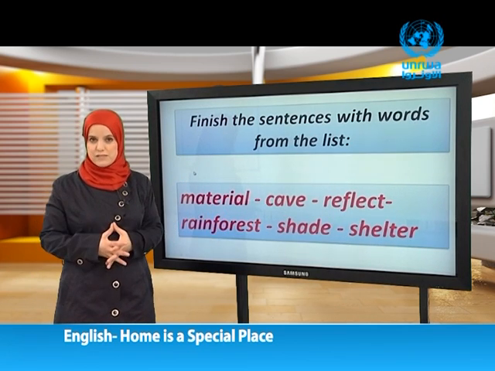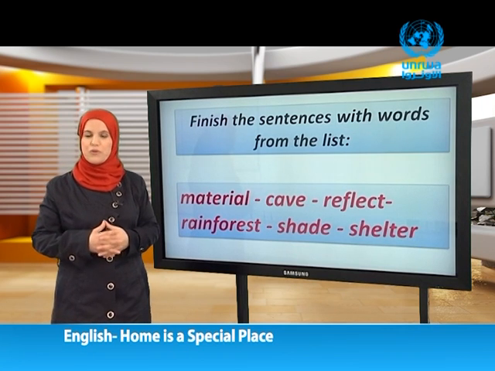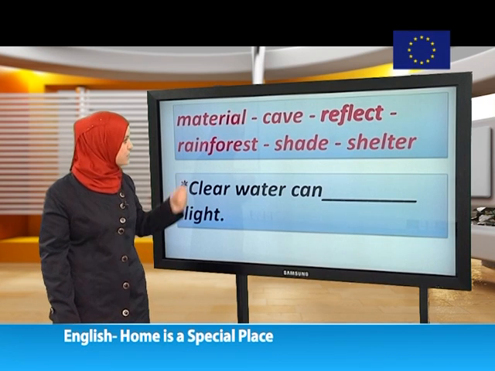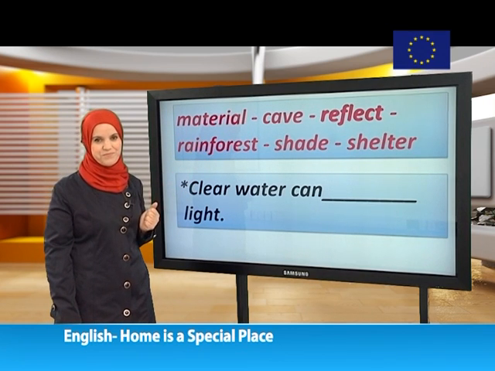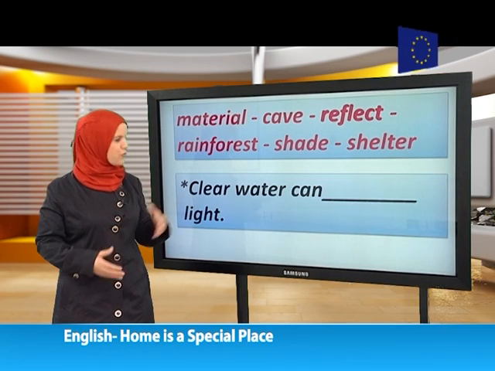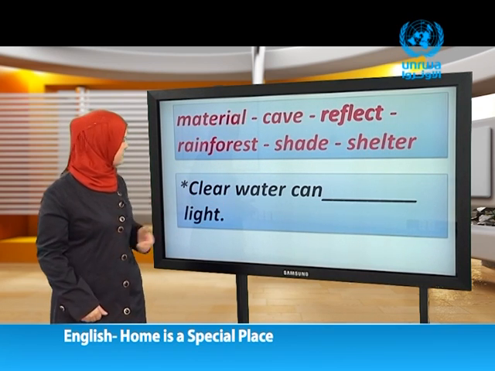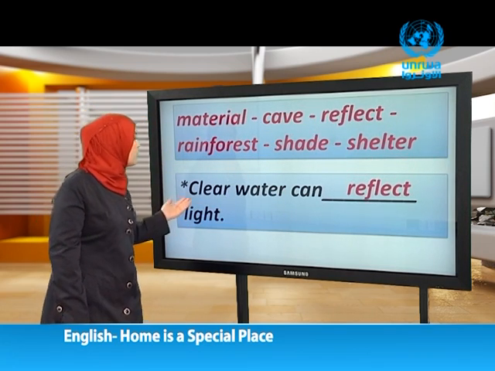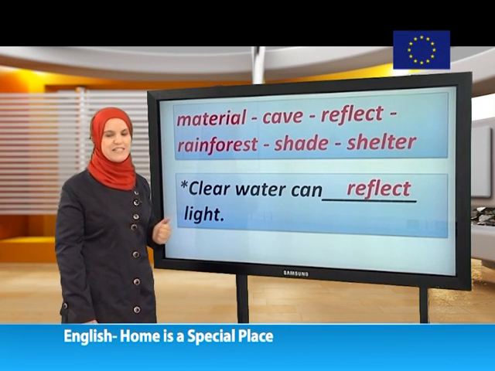Now let's practice. We are going to finish some sentences using the vocabulary we have just learned. Let's read the list first. Material, cave, reflect, rainforest, shade, shelter. Let's begin with number one. Try to finish the sentence with one of these words. Great. Clear water can reflect light.